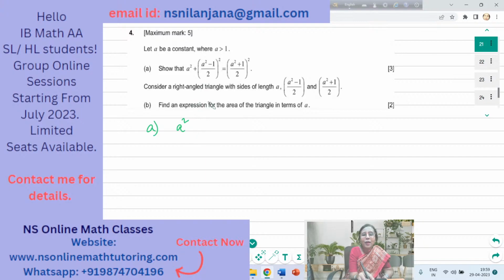So A square stays as A square, and I'll be expanding this part. Actually, this is (A square minus 1) whole square over 2 square, which is 4. So don't take both the sides. When you have to show that the left side is equal to right side, don't take both the sides. Start from either the left side or you start from the right side. I can write this as left side.